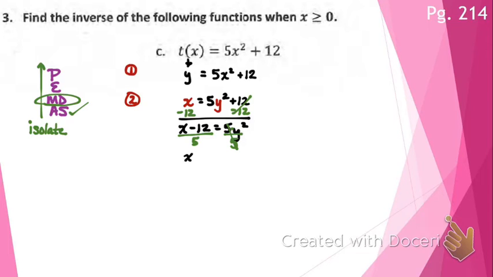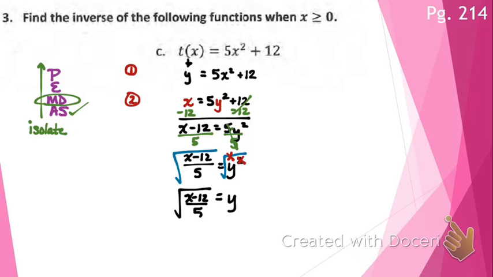All right, so I have x minus 12 over 5 equals y squared. Square root on both sides, over the whole thing here. What happens on the right? The square and the square root cancel out, and then it's just a y. And then you bring that whole thing down: x minus 12 all over 5. This whole piece of work here was my step 3.